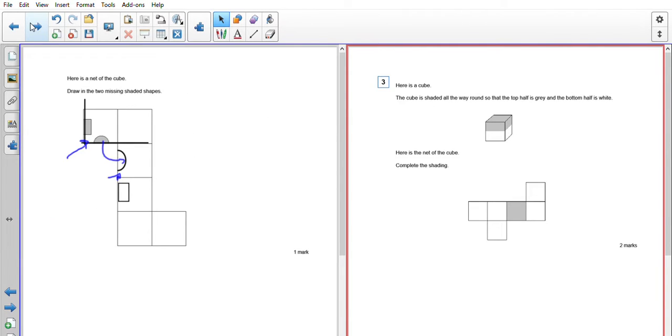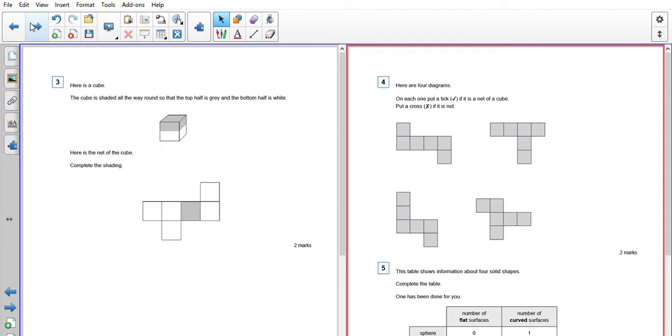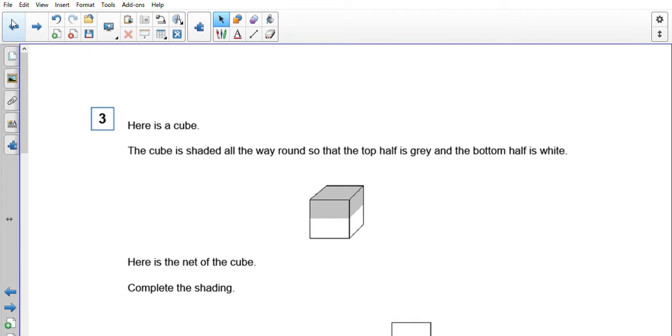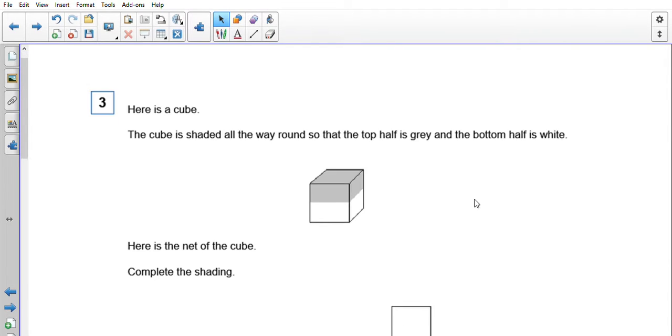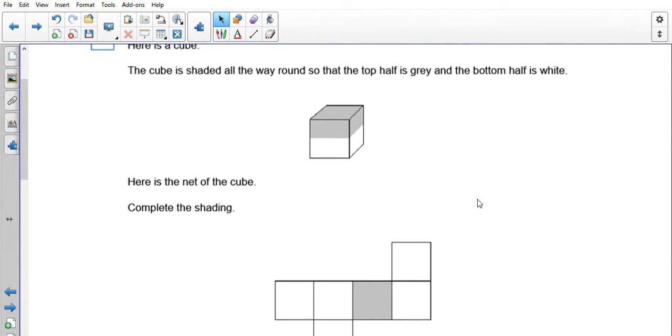Alright, let's have a look at question number 3. Question number 3 is on a single page. So here's a cube. The cube is shaded all the way around, so the top half is grey and the bottom half is white. Again, we've seen similar questions to this. This one's probably slightly easier, but we are going to need to work out where these shading lines are going to go.